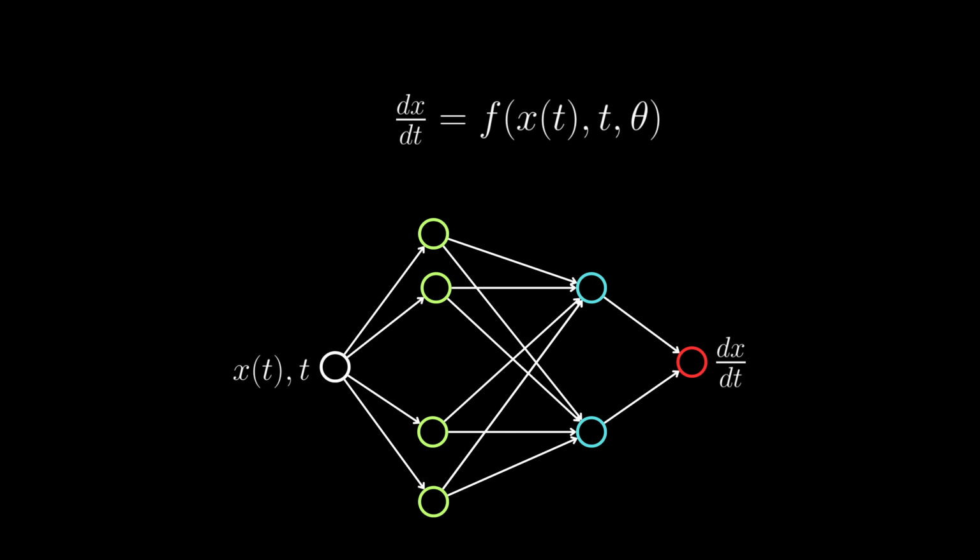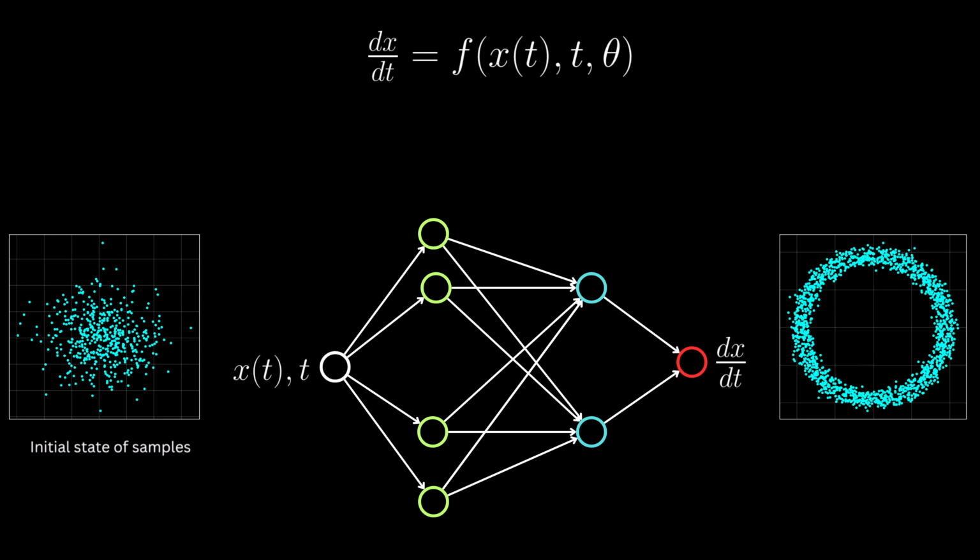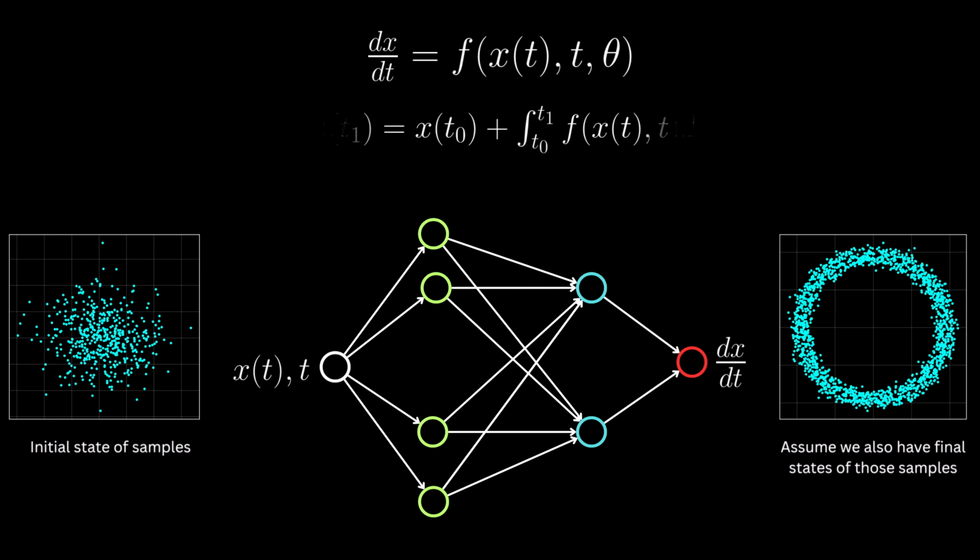Let's say we have the position of our particles or samples at t equals 0, and we also have their ground truth final state at t equals 1. Then here is what we will do. We'll initialize our neural network with some random parameter values, and feed the initial state at t equals 0 to our ODE solver, so something like Euler. The ODE solver will give us the state of these particles at the end time, say t equals 1. But obviously, as of now, the network hasn't learned anything, so the final states predicted by the network will be very different from the ground truth final states.